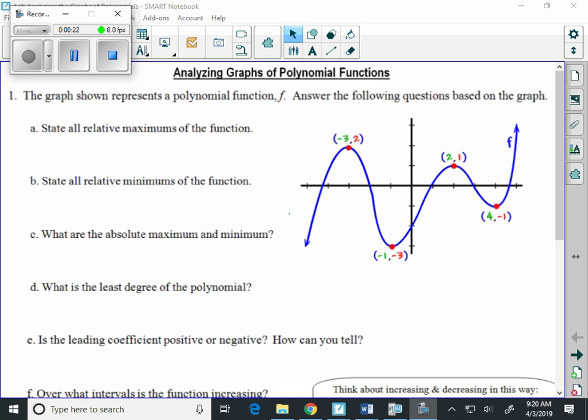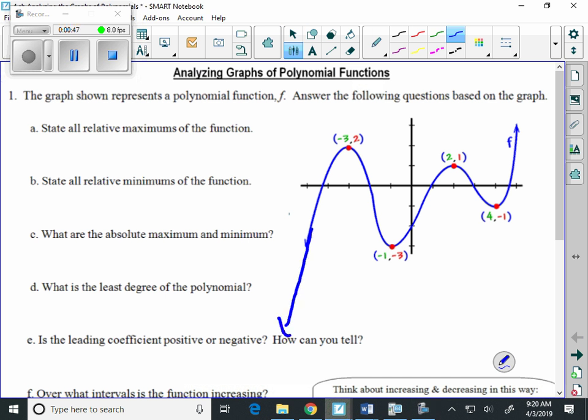But on A and B and C, we get some old vocabulary. Relative maximum, relative minimum, absolute maximum, absolute minimum. The thing that we need to remember is that absolute maximum, absolute minimum are the highest points on the graph. And as we take a look at this graph, over here to the left, our graph is going to continue going downward. You need to see what I'm referring to on the video. We're going to keep going down.